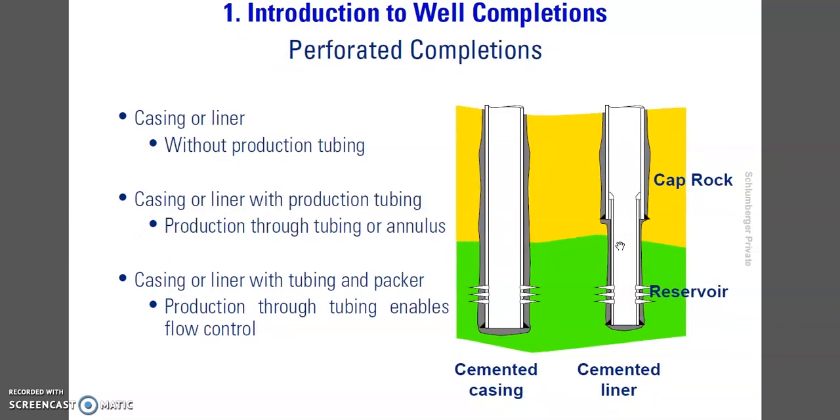In perforated completions, we have two types: cemented casing or cemented liner. Cemented liner is when we start from the last casing. So here, if we drill and case this section, then we start from where we end, and we case this section. And here in cemented casing, the well is cemented from the bottom till the top.